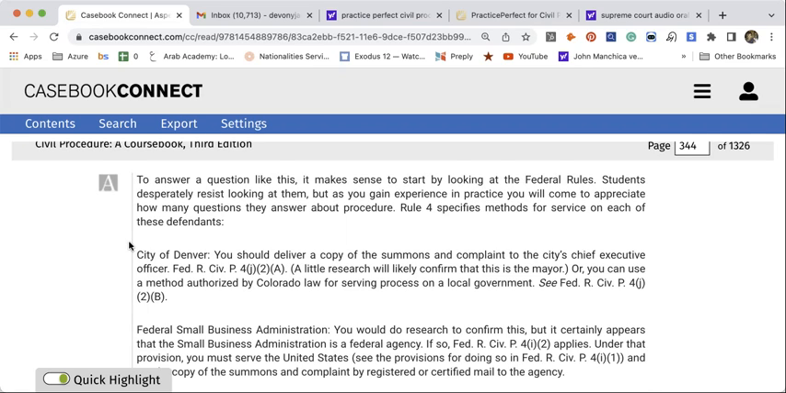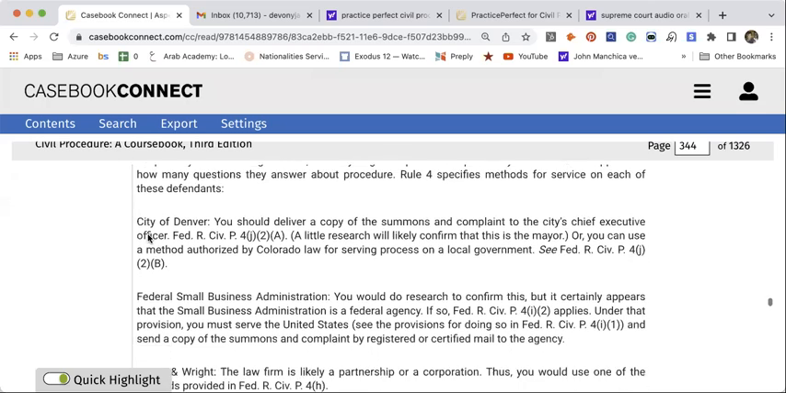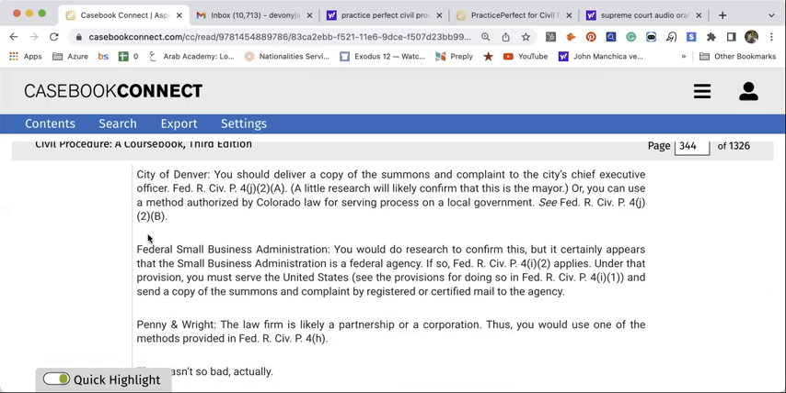For the City of Denver, you should deliver a copy of the summons and complaint to the city's chief executive officer. Federal Rule of Civil Procedure 4(j)(2)(A). A little research would likely confirm that is the mayor. Or you can use a method authorized by Colorado law for serving process on local government. Federal Rule of Civil Procedure 4(j)(2)(B).